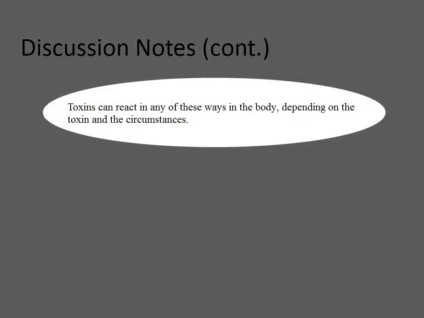Toxins can react in any of these ways in the body, depending on the toxin and the circumstances. The result is that toxins often displace an atom or atoms from a compound that exists in the body, creating a new compound with different properties that may be harmful.